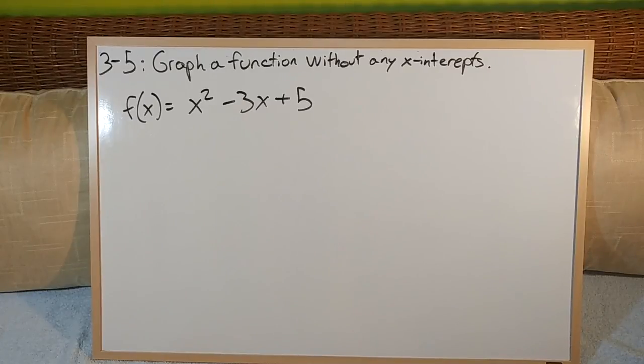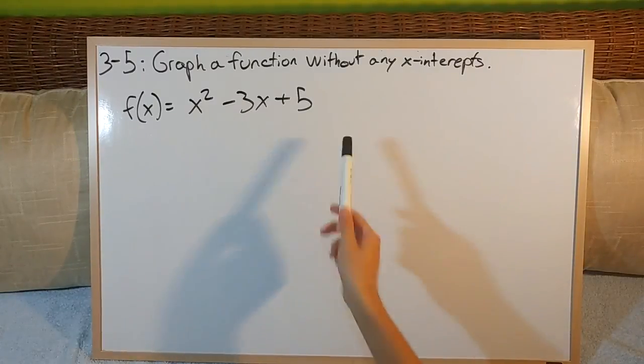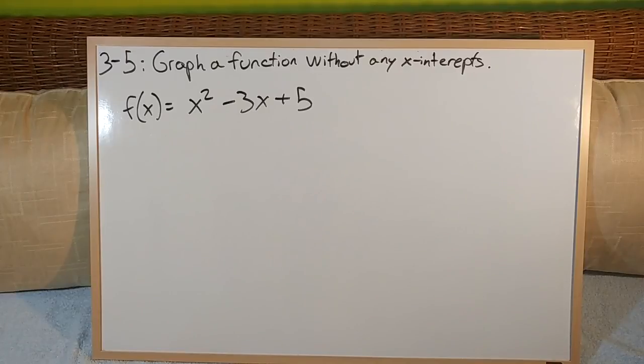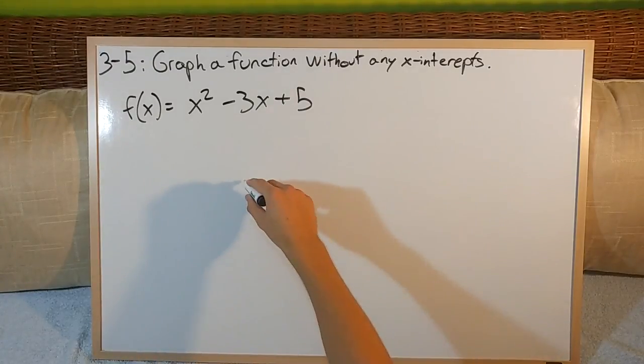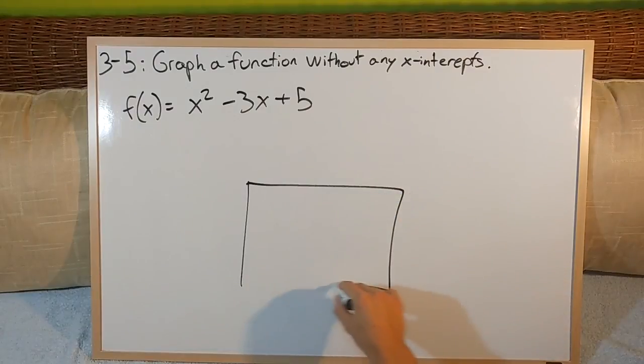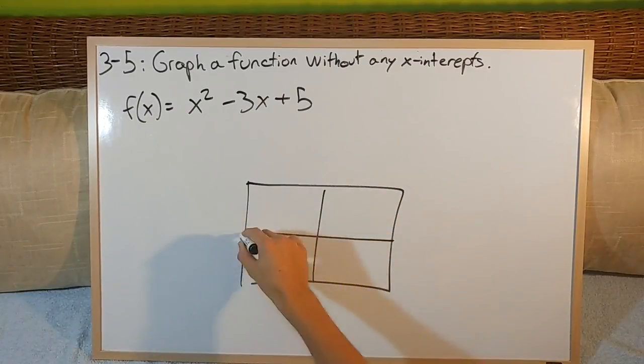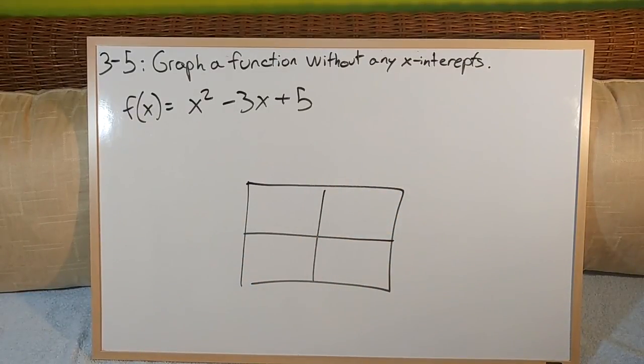Today we are asked to graph a function, this function here, and it doesn't have any x-intercept. So how would we do that? Well, let's first start off how we would graph a normal function, as explained a couple lessons ago. We do this the square technique. We divide into 4 pieces and start solving.